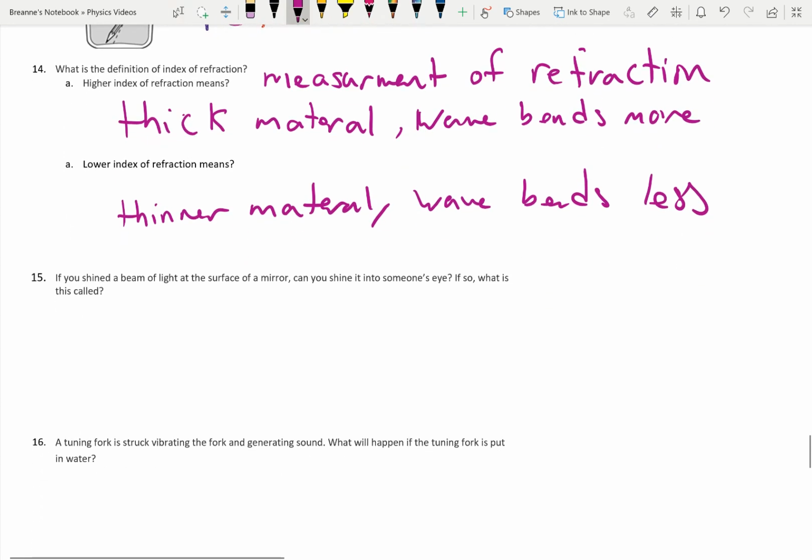If you shine a beam of light at the surface of a mirror, can you shine someone's eye? If so, what is this called? The answer is yes. We have a mirror, shine a beam of light, and it will reflect. And remember, it reflects at the same angle.